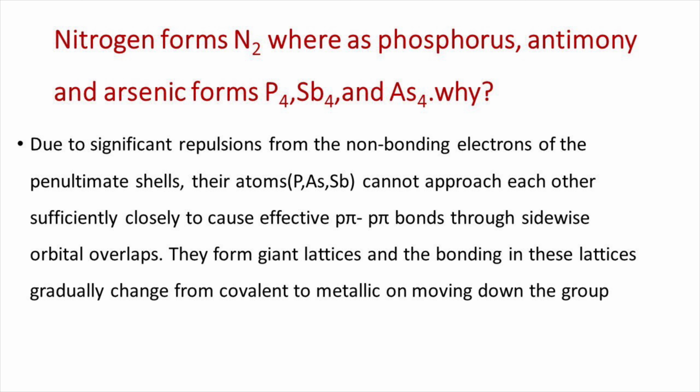Why? Due to significant repulsion from the non-bonding electrons of the penultimate shell, their atoms cannot approach each other sufficiently close to cause effective p-pi bonds through sidewise orbital overlaps. They form giant lattices, and the bonding in these lattices gradually changes from covalent to metallic on moving down the group. As a result, the formation of diatomic molecules is much less favored.